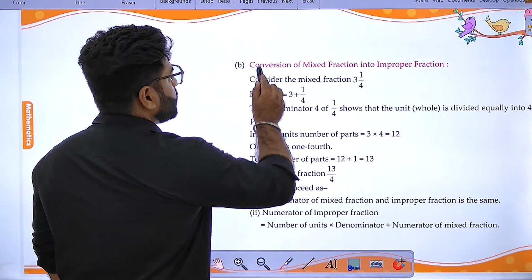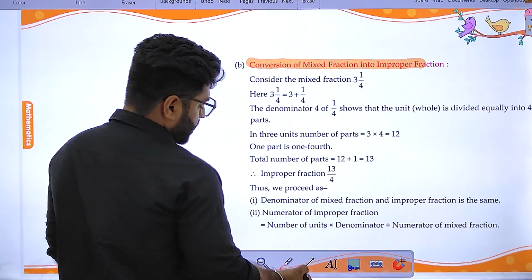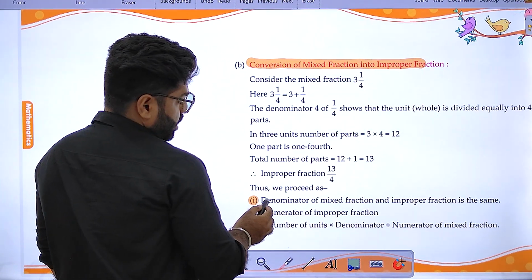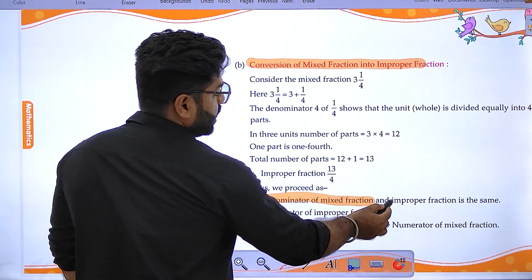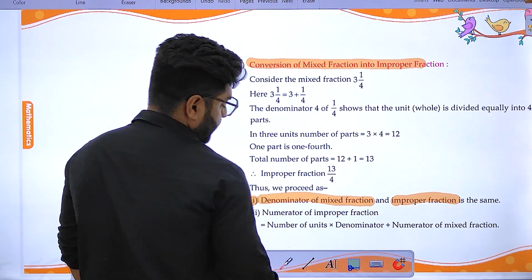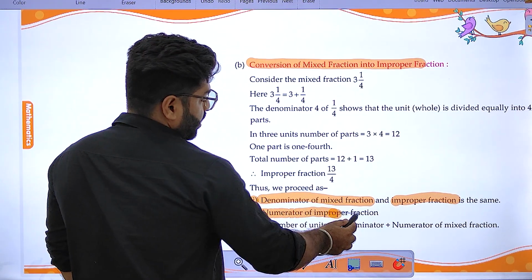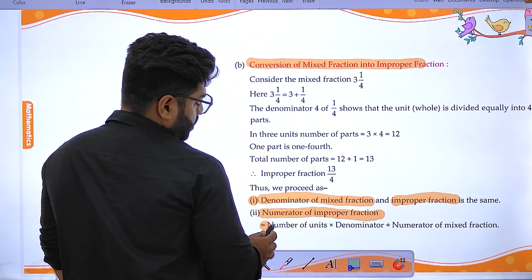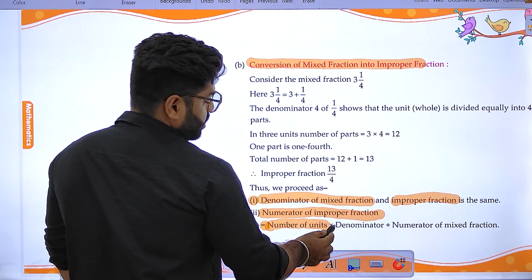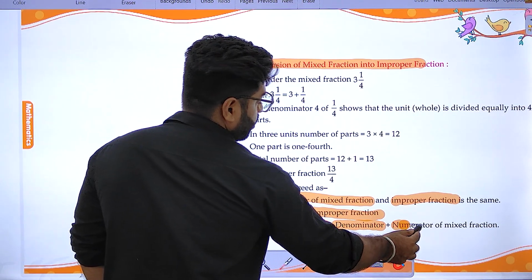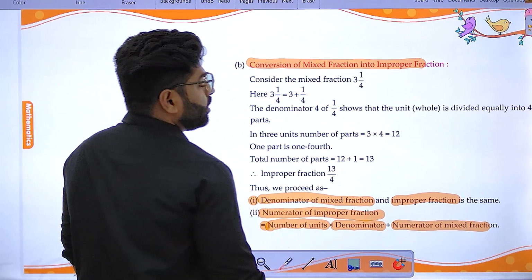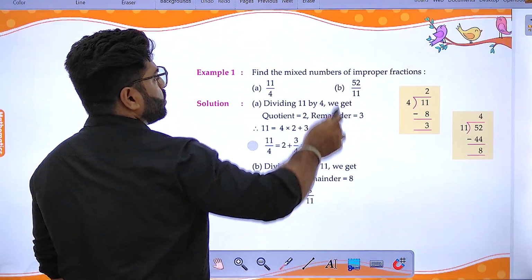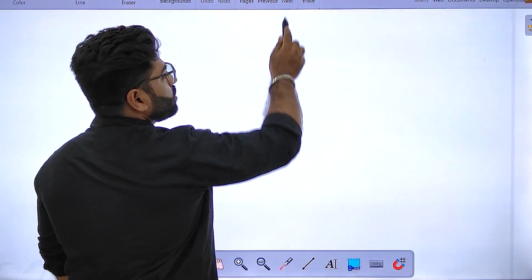Here we have conversion of a mixed fraction into an improper fraction. The first part is that the denominator of the mixed fraction and the improper fraction is the same. The numerator of the improper fraction equals the whole number times the denominator plus the numerator of the mixed fraction. So we are going to use these formulas here.